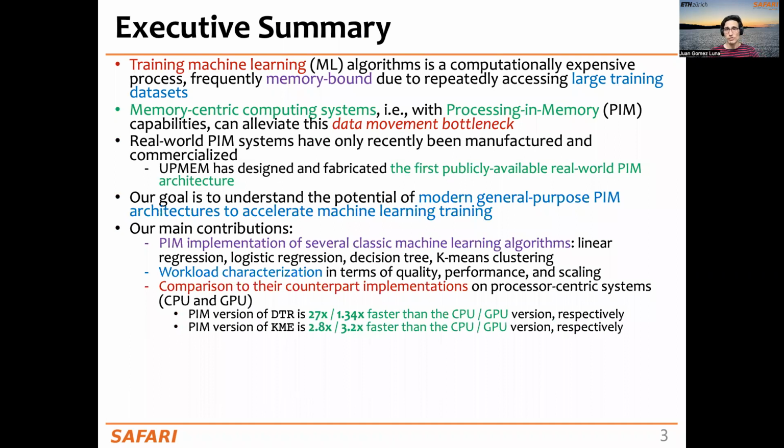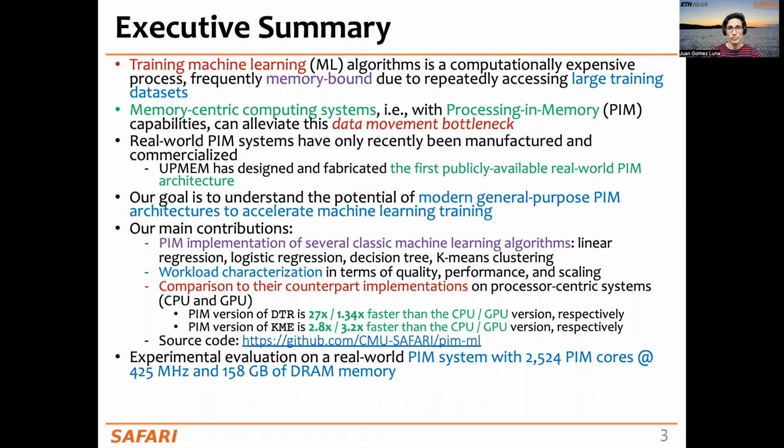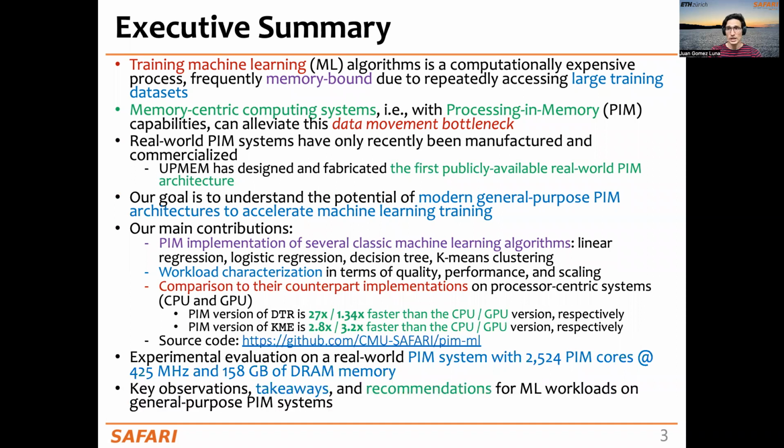And the PIM version of K-means is 2.8 and 3.2 times faster than the CPU and the GPU versions respectively. Our source code is publicly available. As you will see, we have carried out our experimental evaluation on a real processing in memory system with more than 2,500 PIM cores. And the outcomes of this work are key observations, takeaways, and recommendations for ML workloads on real general-purpose processing in memory systems.